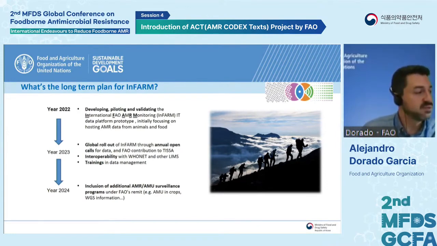And in the year 2024, the idea is to start including other surveillance programs, expanding the platform to other surveillance programs, because the platform is not going only to collect antimicrobial resistance from the public health perspective in food and agriculture sectors, but it will also collect antimicrobial use in crops. So the use of antimicrobial pesticides in plants.